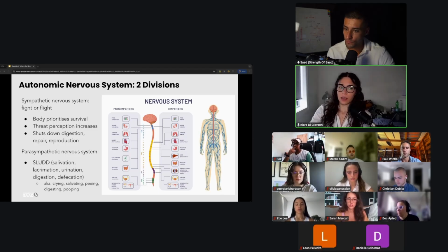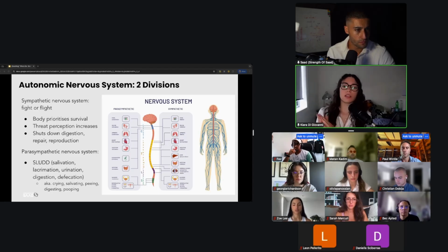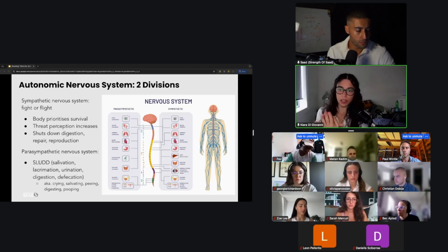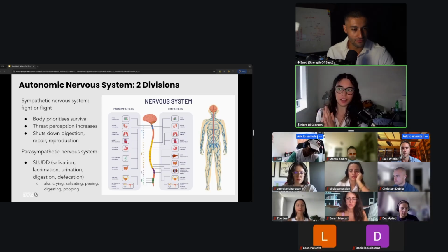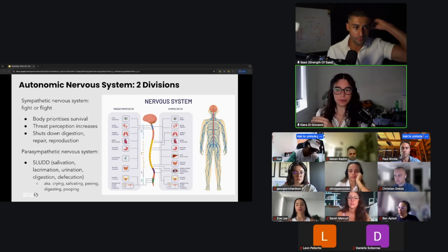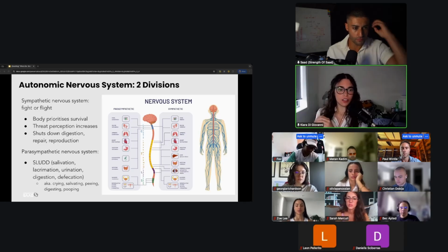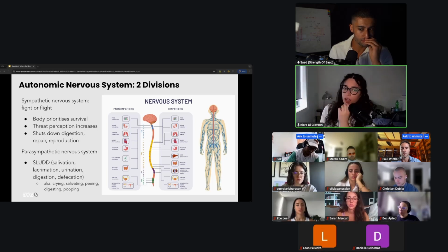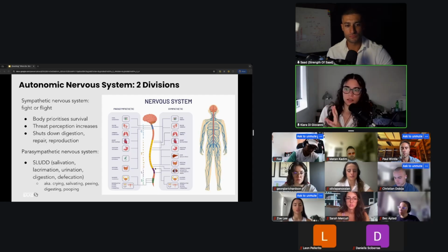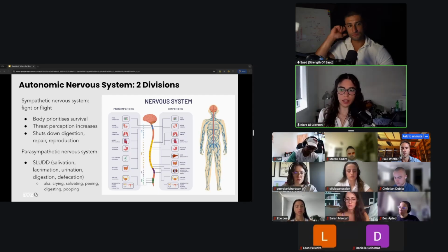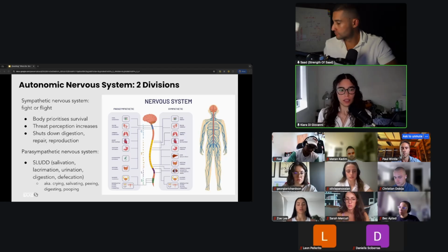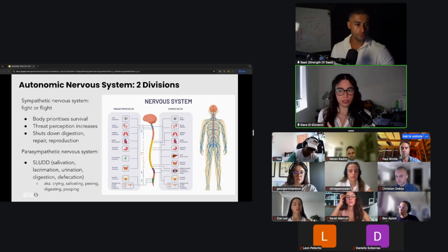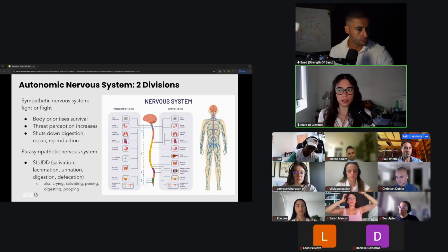And then we also have the parasympathetic side, which is the rest and digest. There's this really cool acronym I learnt. It's called SLUD. It goes over how it affects your body: salivation, lacrimation, which is crying, urination, digestion, and defecation. So when our body is relaxed and present and in that parasympathetic state, all of the processes that we want to be working well for our health and well-being are going to be working.